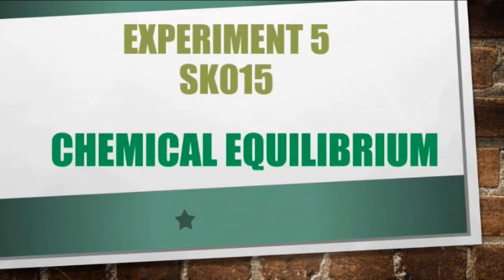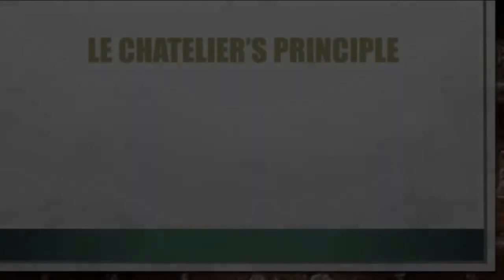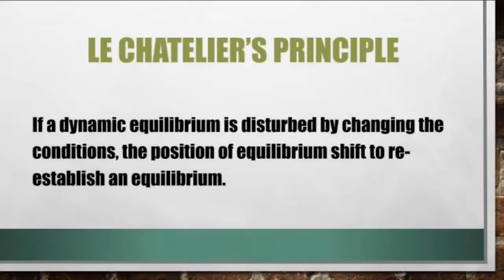Okay guys, in this video you're going to watch the demonstration video on experiment 5, chemical equilibrium. The experiment is about chemical equilibrium, specifically focused on Le Chatelier's principle. Le Chatelier's principle states that if a dynamic equilibrium is disturbed by changing the conditions, the position of equilibrium shifts to re-establish an equilibrium.